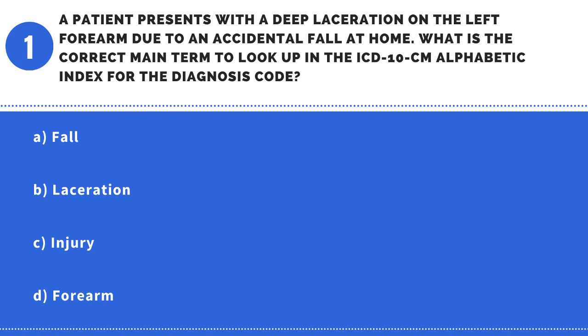Question 1. A patient presents with a deep laceration on the left forearm due to an accidental fall at home. What is the correct main term to look up in the ICD-10-CM alphabetic index for the diagnosis code? A. Fall. B. Laceration. C. Injury. D. Forearm.